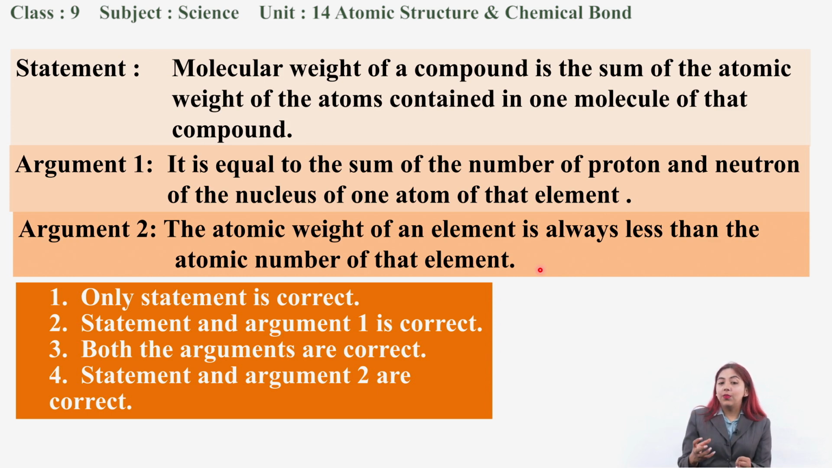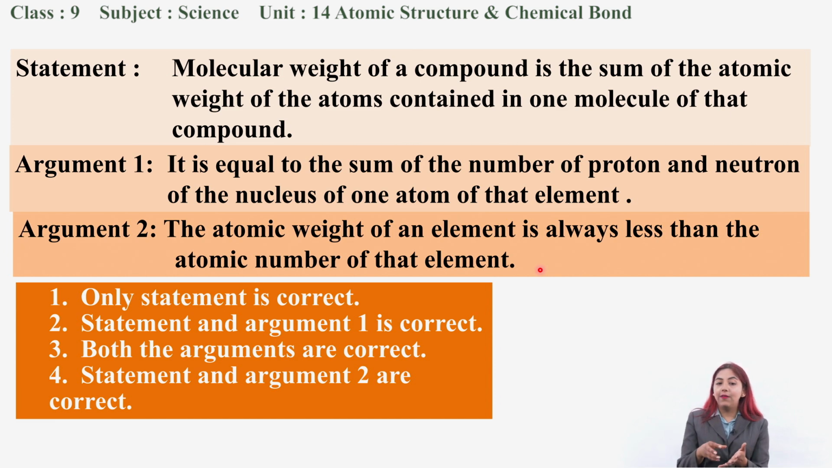So, since atomic number is only the number of protons, whereas the atomic weight is the sum of the protons and neutrons, atomic weight is mostly greater than atomic number. But in the case of hydrogen, there is no neutron. So the atomic weight of hydrogen is 1 and the atomic number is also 1.